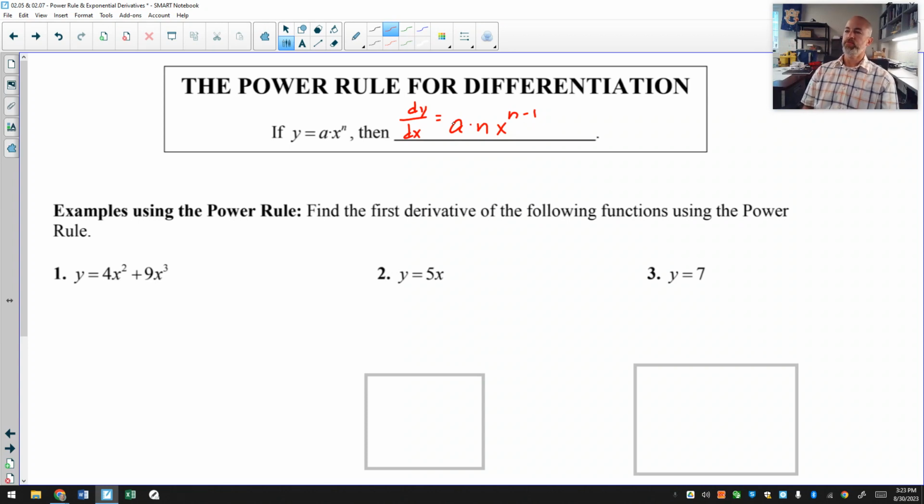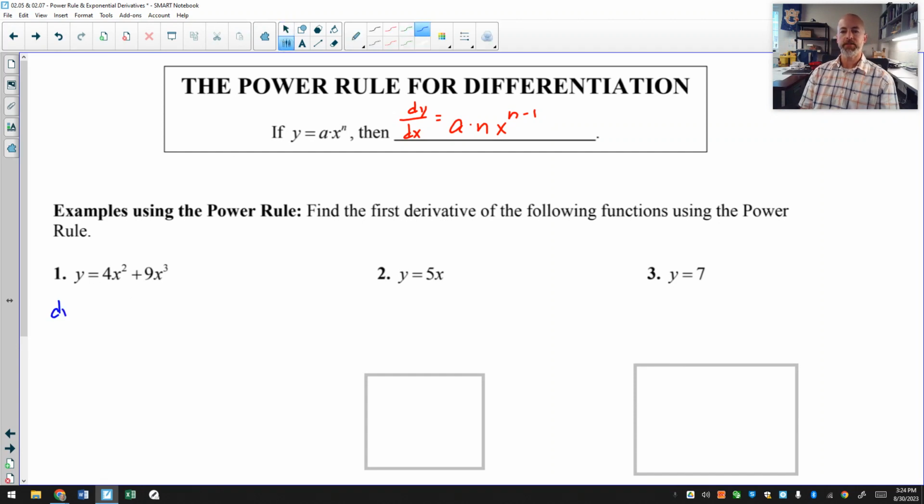So there is your formula for the power rule. Let's do a few examples of that. Starting with number 1, if y is equal to 4x squared plus 9x cubed, then the derivative would be what? Let's see what that derivative would be.